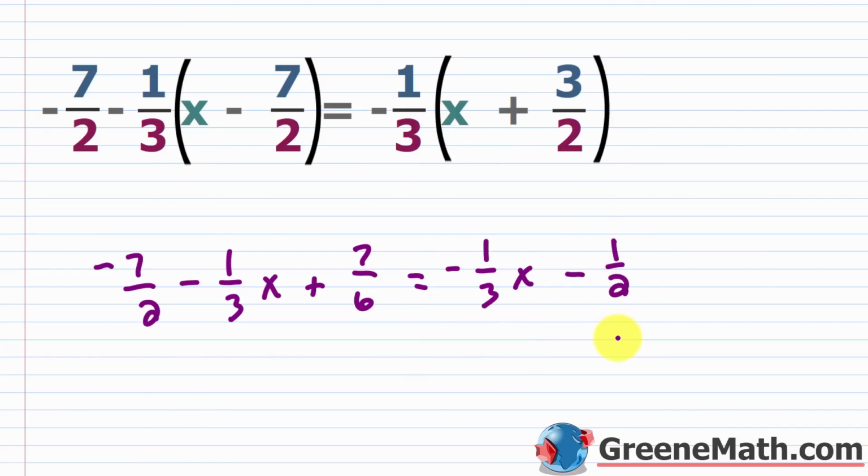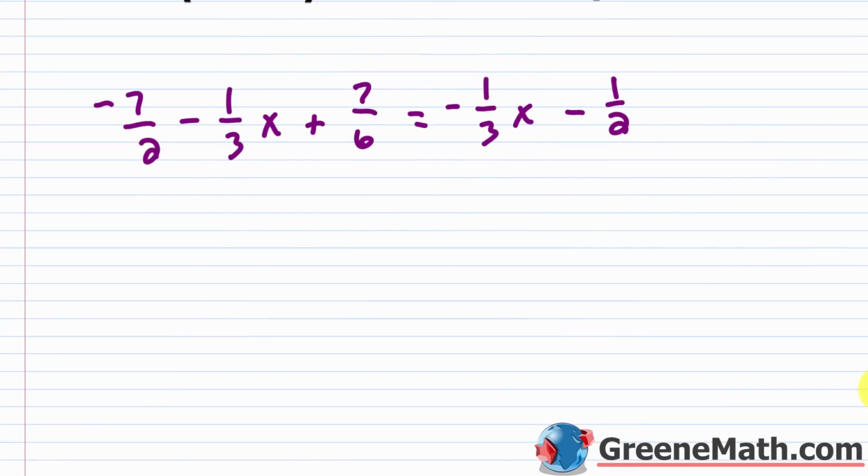Okay, so the LCD here would be 6, right? Because you have a denominator of 2, 3, 6, 3, and 2. So just multiply everything by 6. So basically, if I multiply this by 6, 6 divided by 2 is 3. 3 times negative 7 is negative 21. And then minus 6 divided by 3 is 2. 2 times 1 is 2, and then times x, so this is 2x.